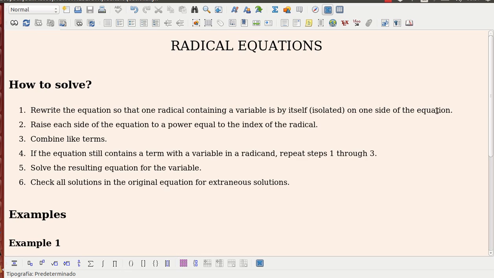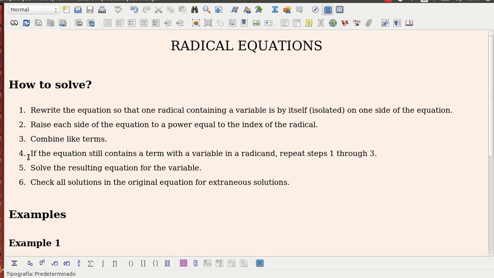The first step is solving the equation for the radical that contains the variable. The second step: to get rid of the radicand, raise each side of the equation to a power equal to the index of the radical. The third step is to combine like terms. The fourth is to check if we have more than one radical and repeat the steps.